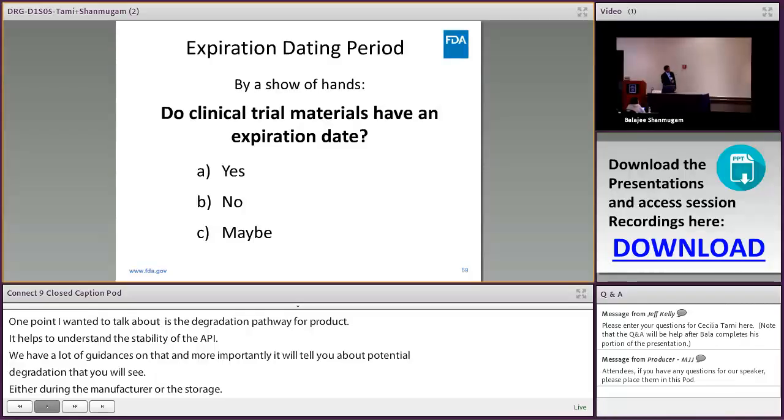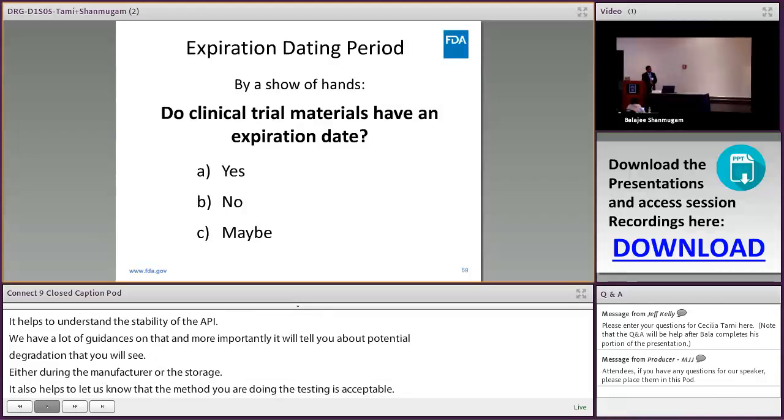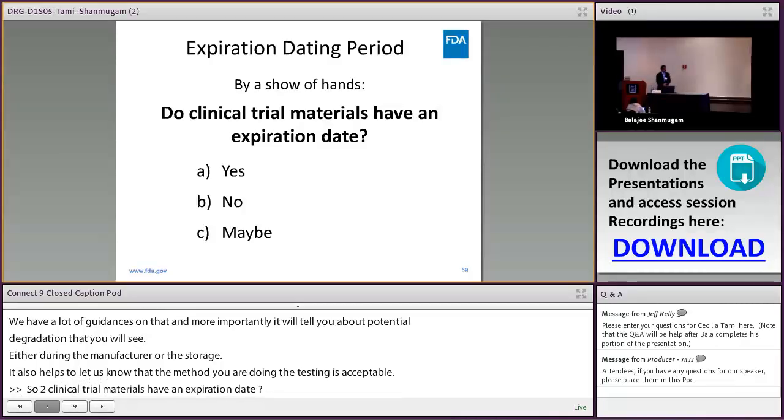Okay, so one more question. I don't know how many more I have. So, do clinical trial materials have an expiration date? A, B, C? C, maybe. Yeah, I kind of like that.